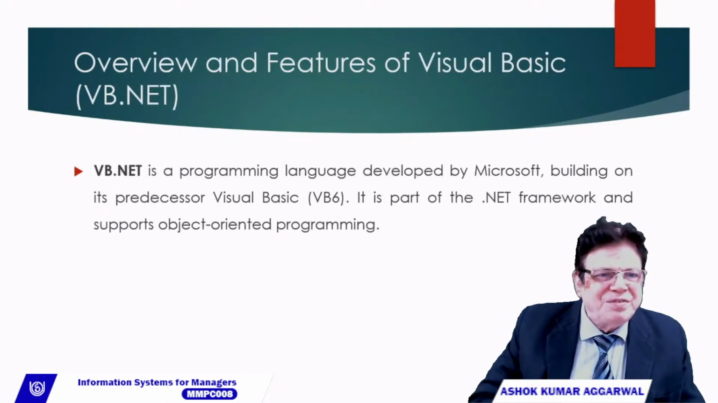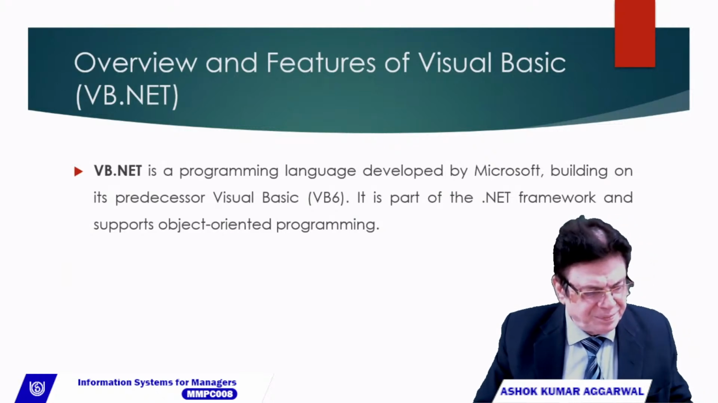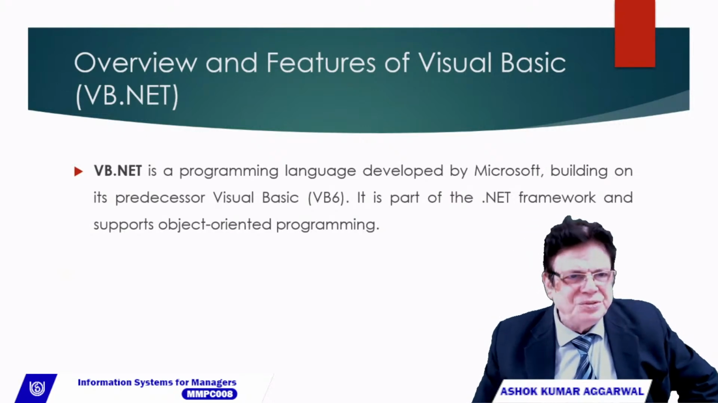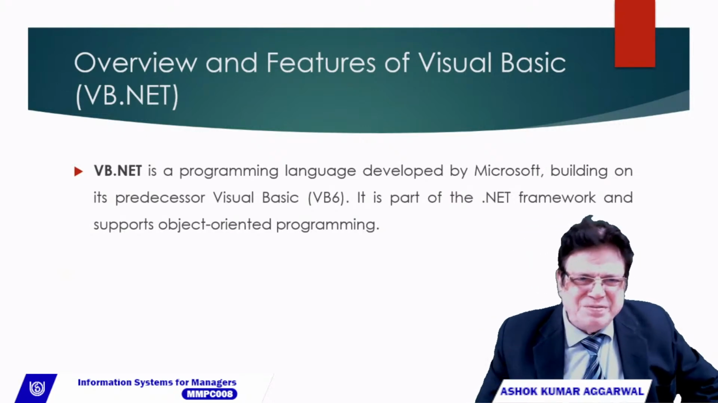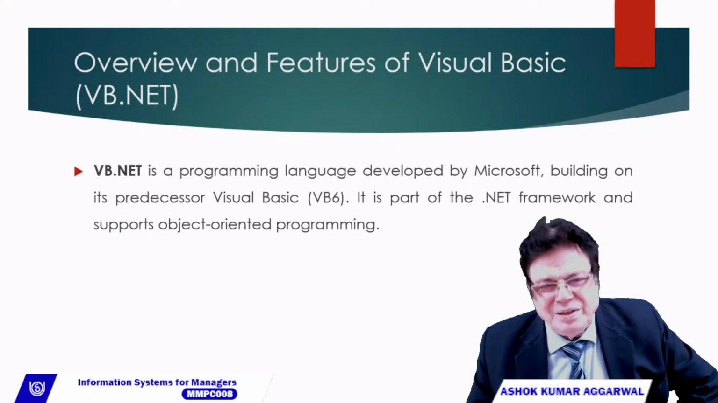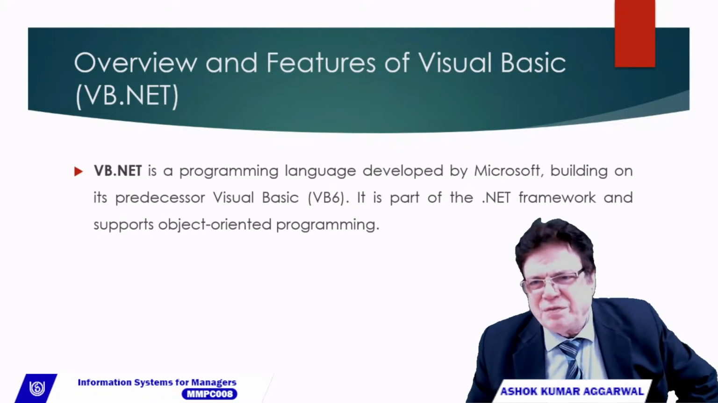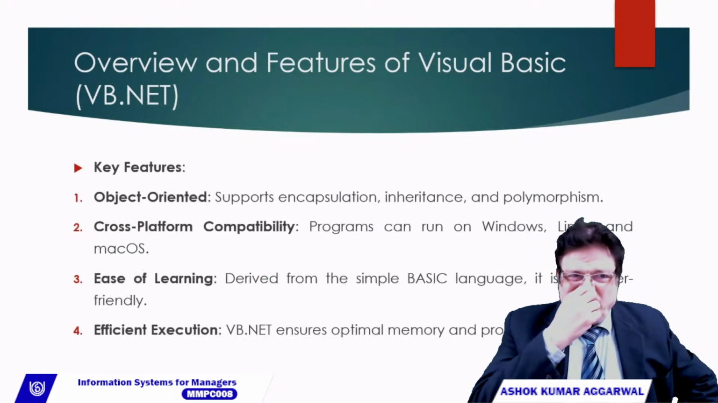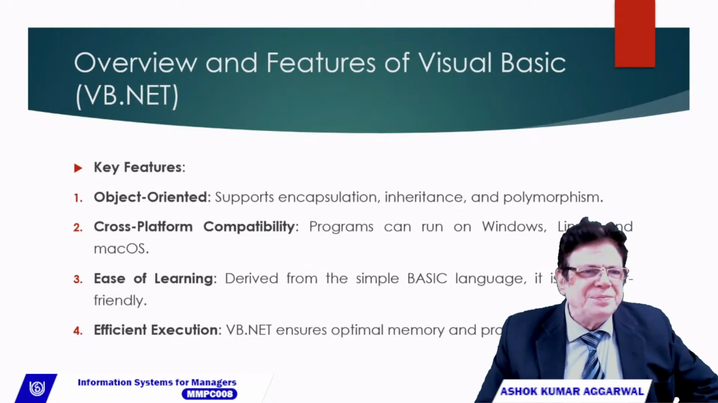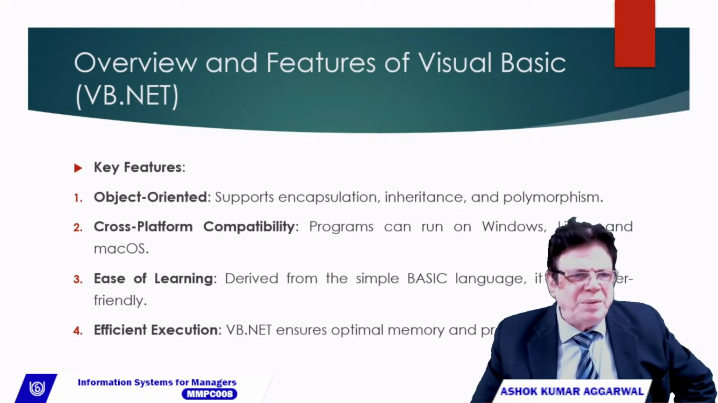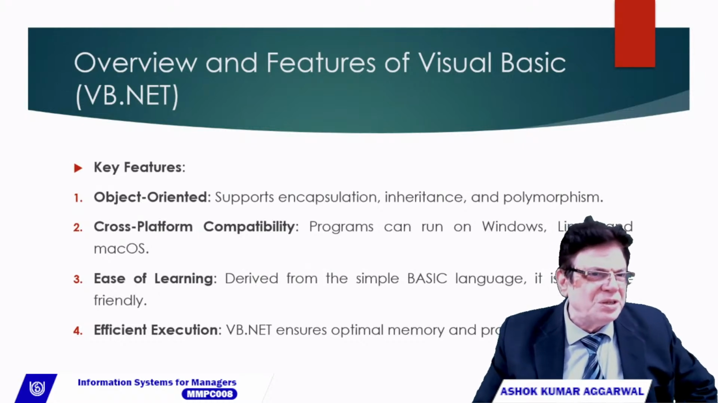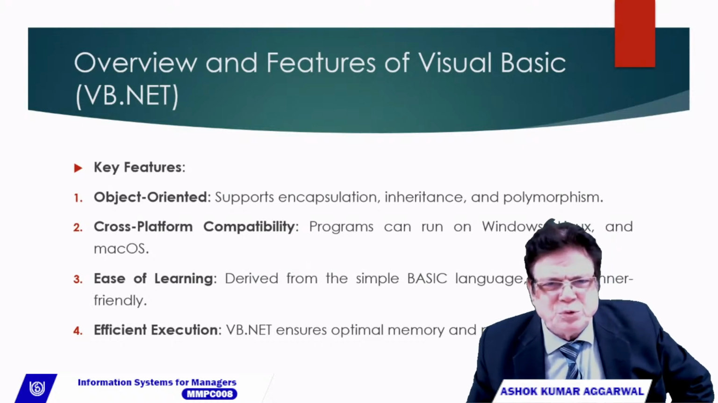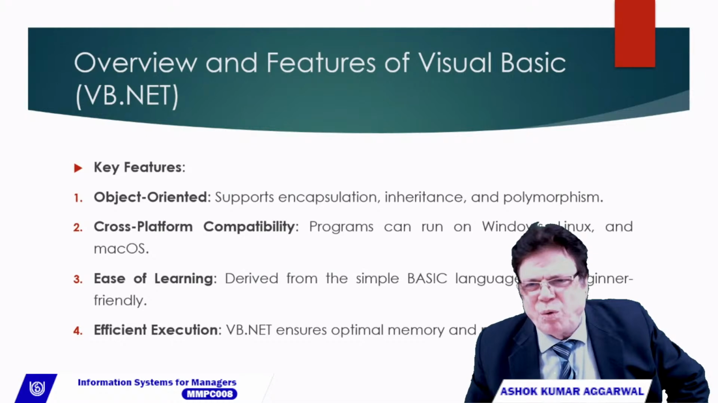Next is VB.NET. VB.NET is a programming language developed by Microsoft, building on its predecessor, Visual Basic VB6. It is part of the .NET framework and supports object-oriented programming. Now, key features of VB.NET: object-oriented, cross-platform compatibility, ease of learning, efficient execution. Under object-oriented, it supports encapsulation, inheritance, and polymorphism.